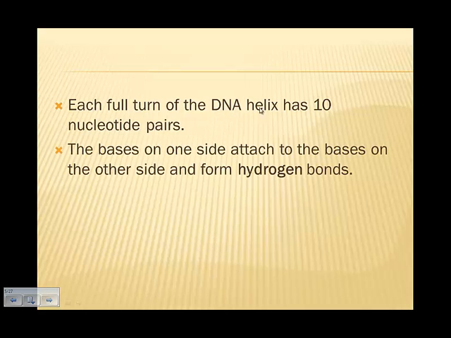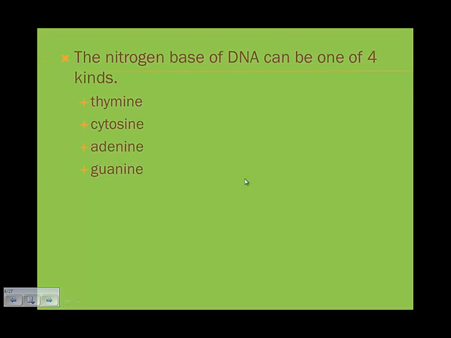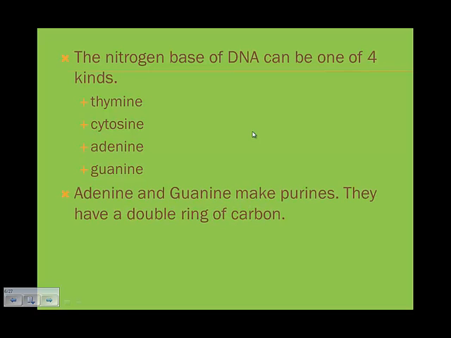Each full turn of the DNA helix has 10 nucleotide pairs, and the base on one side attaches to the base on the other, and this is important. The base on one side attaches to the base on the other, on each side of the rung, and those connect in the middle. So for example, the adenine would connect to the thymine through hydrogen bonding. Our 4 types of nitrogenous bases in DNA are thymine, cytosine, adenine, and guanine.